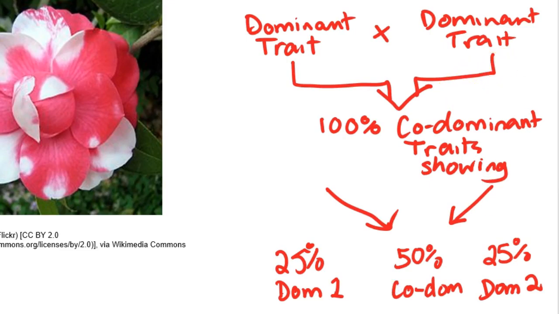In your F1 generation, you will end up with 100% codominant traits showing. Now, if you then cross them again and get an F2 generation, you'll split the traits up in the offspring. 25% will be the first dominant trait, 50% will still be codominant, and 25% will be dominant of the second trait only. So this is the pattern that was found with what we call codominance.